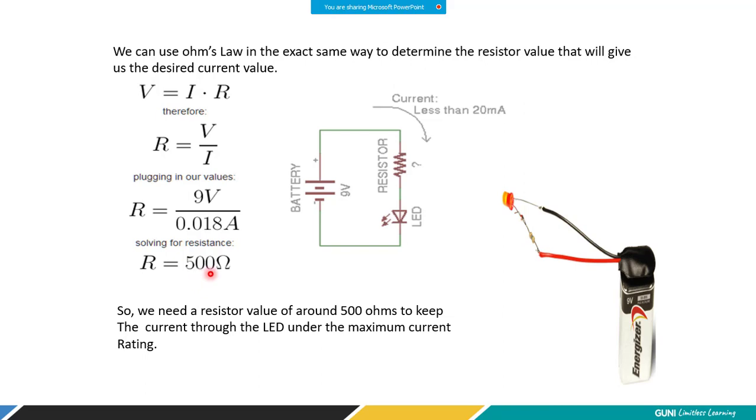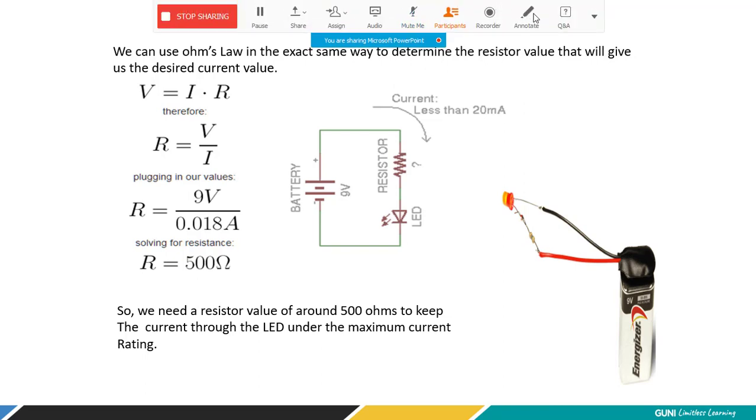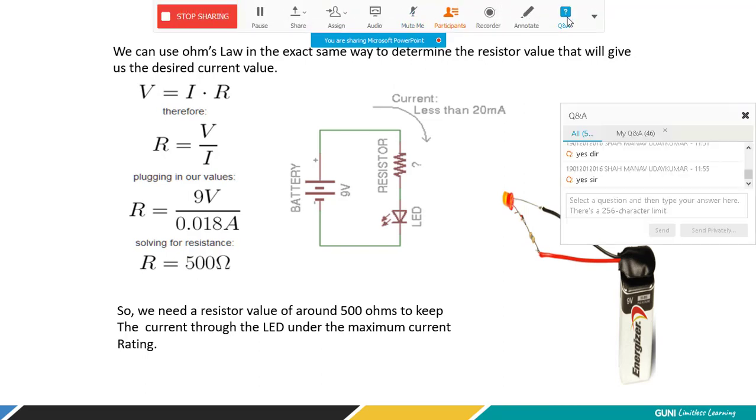Can you tell me the color code for a 500 ohm resistor? To make your task easy, if you do a Google search, there is an online website available which will do the calculation of the resistance. There is a resistance calculator available. You can do a Google search.